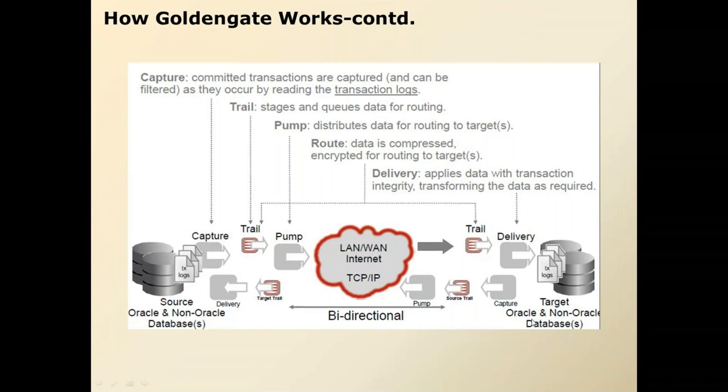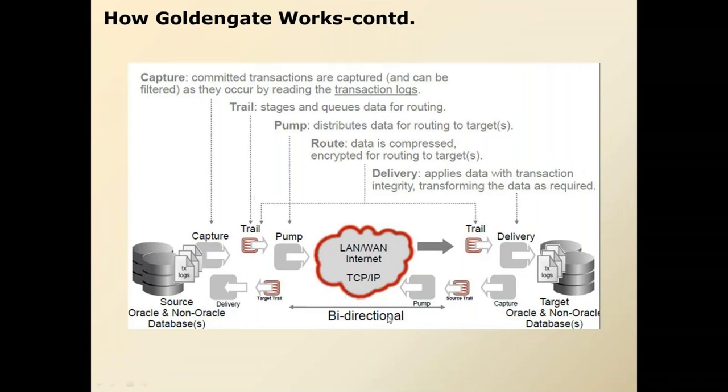Again, whatever changes are happening on the site two database will be written into the transaction log. So you will configure a GoldenGate extract process, which will read the data from the transaction logs of the site two database and capture only committed transactions. Once captured, it will write them to the local trail file on the site two server. Once the data is available in the local trail on site two, the pump process configured on site two will write it to the remote trail on site one. And once the data becomes available in the remote trail, the replicate process on site one will apply it to the site one database. So bidirectional is nothing but two-way unidirectional.